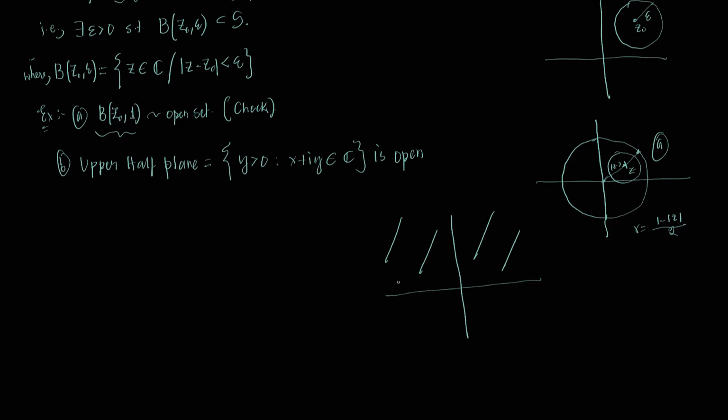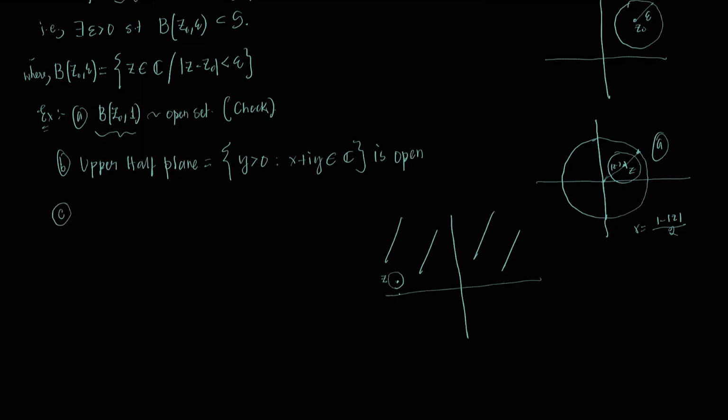Again, start from a point Z. How do you show that this is open? Again, you have a distance between this and this. You take a ball of radius less than half of the distance, and that ball will be totally contained in this set. You have to show that, but this is not very difficult. You can of course do it. Okay.